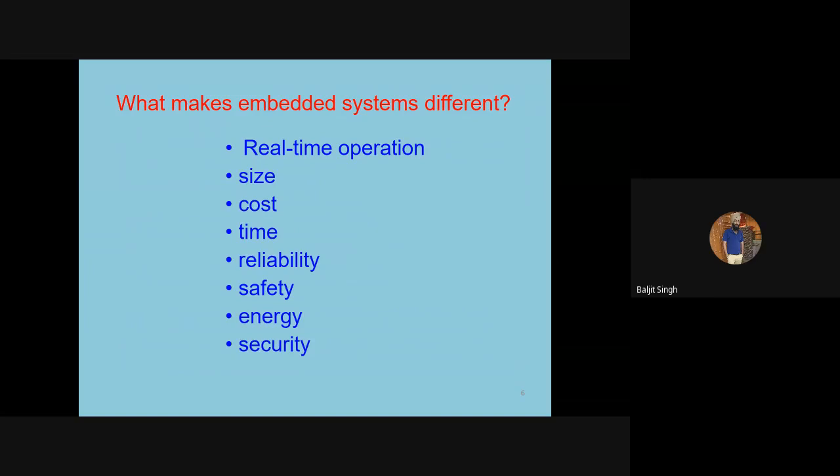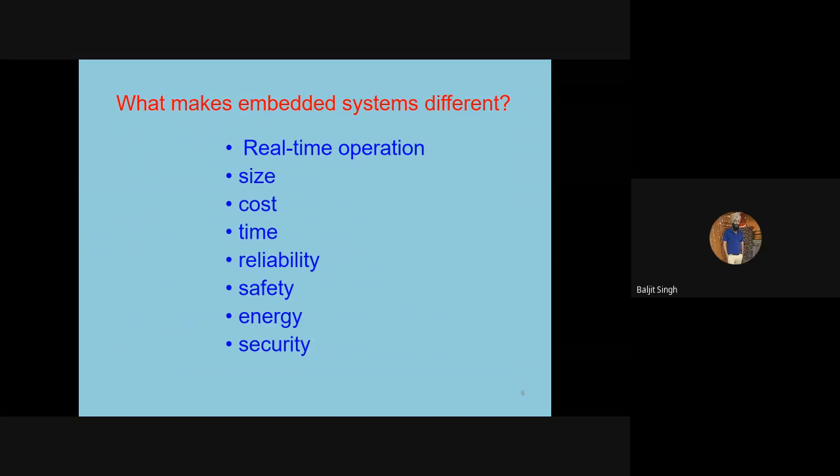Then the time. We can consider time in two ways. One is the time of designing, and another is that embedded system technologies and updates change so quickly. So they need to be designed very quickly, and they should be capable of upgrading and updating themselves. The system designing team also, and the hardware also, should have the capability of upgradation.